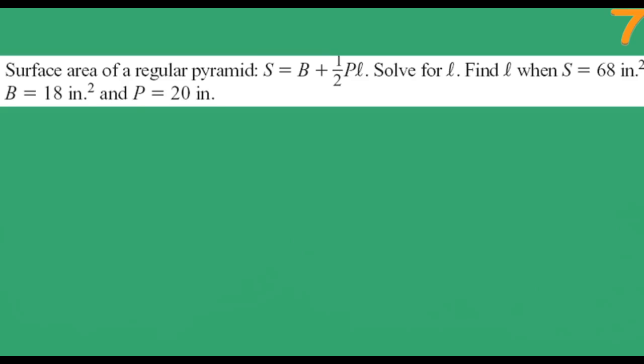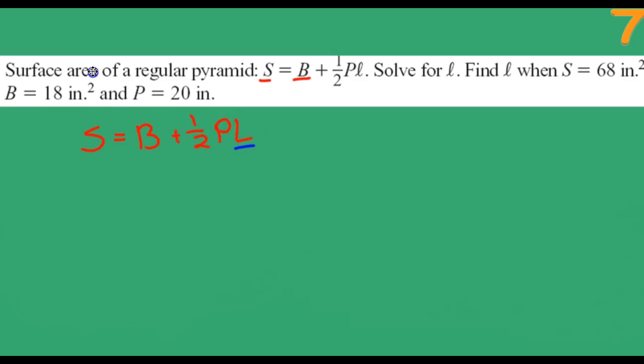Alright, last problem. We have the surface area of a regular pyramid. So S, the surface area, equals B, which is the base, plus 1/2 PL. We have to solve for L. So if we have S equals B plus 1/2 P times L, we're looking for the L to be by itself.